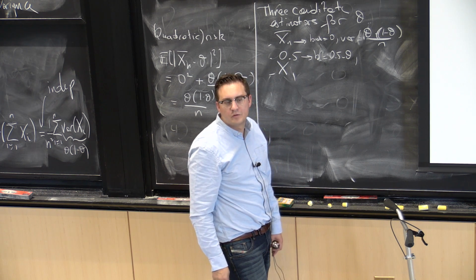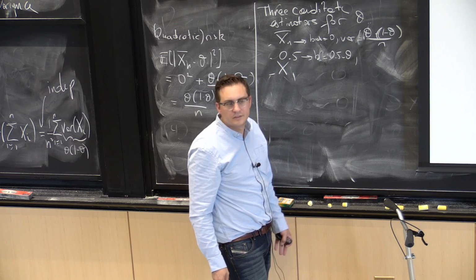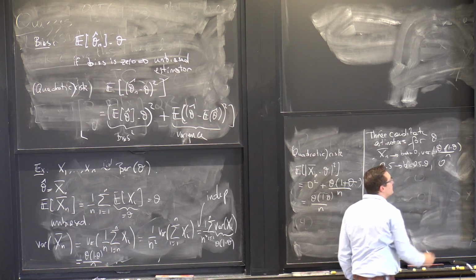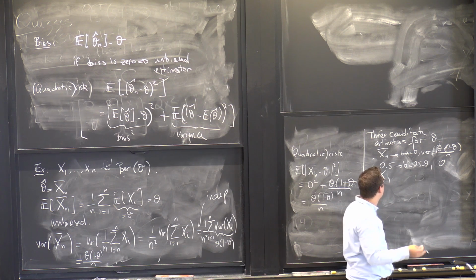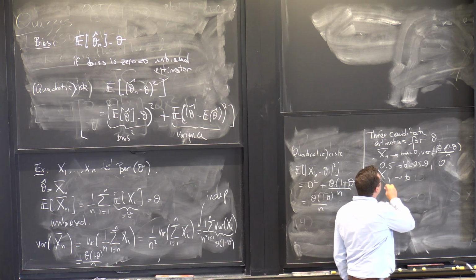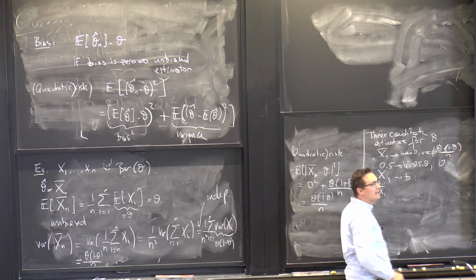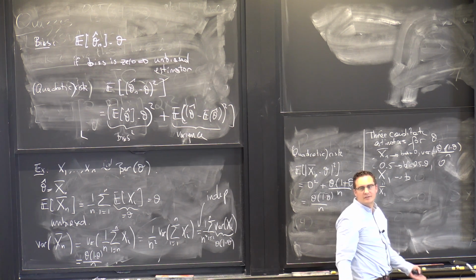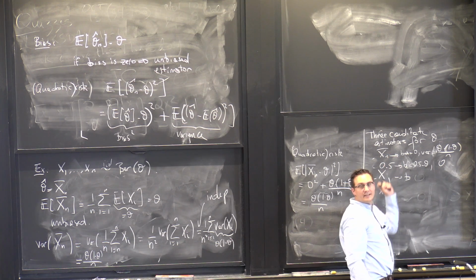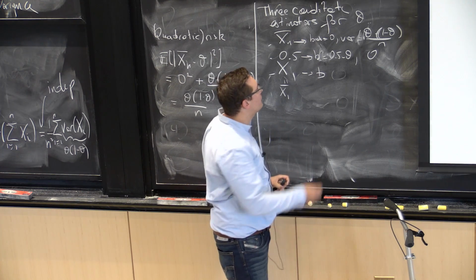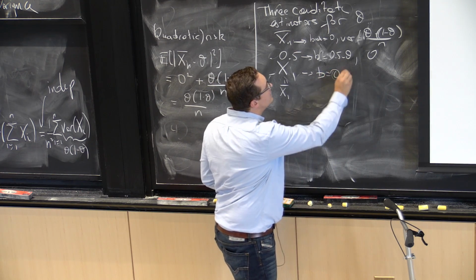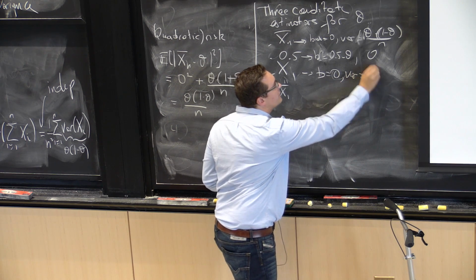What is the variance of 0.5? 0, right? It's just a deterministic number, so there's no fluctuations for this guy. What is the bias? Well, x1 is actually, just for simplicity, I can think of it as being x1 bar, the average of itself. So that wherever I saw an n for this guy, I can replace it by 1, and that will give me my formula. So the bias is still going to be 0, and the variance is going to be equal to theta (1 minus theta).